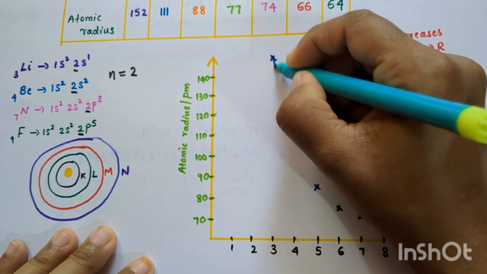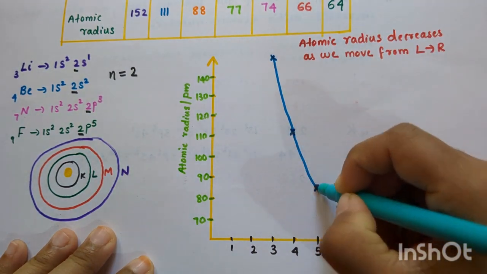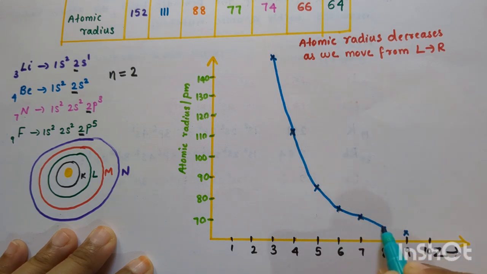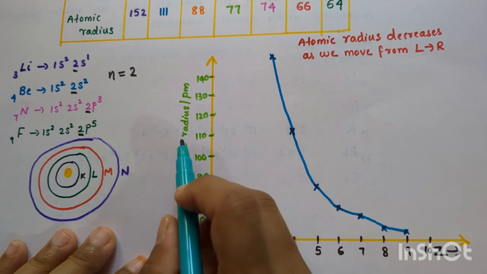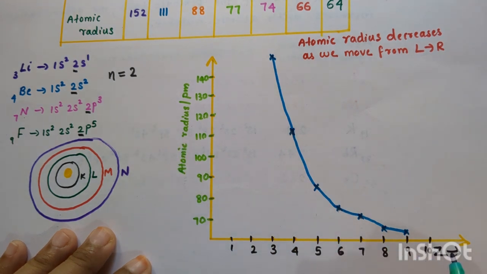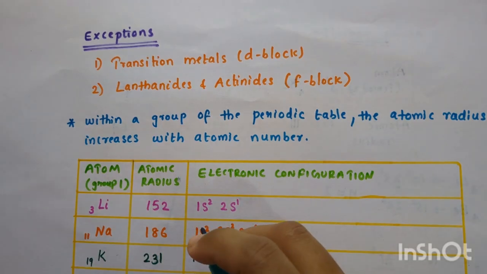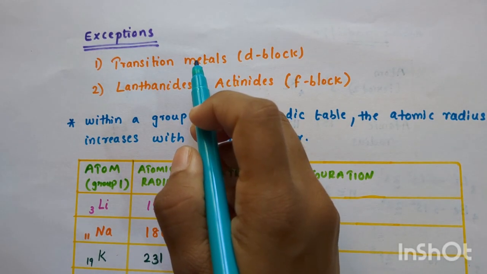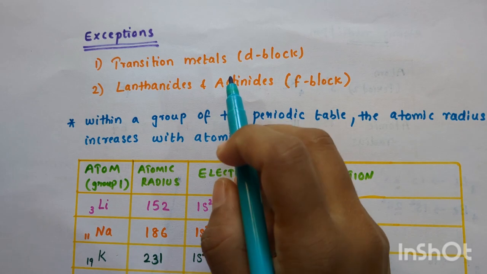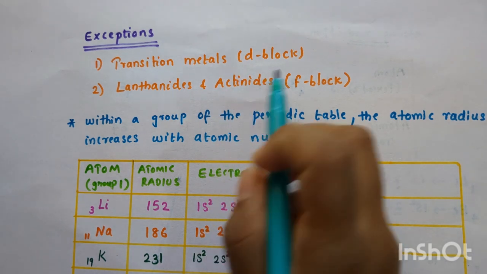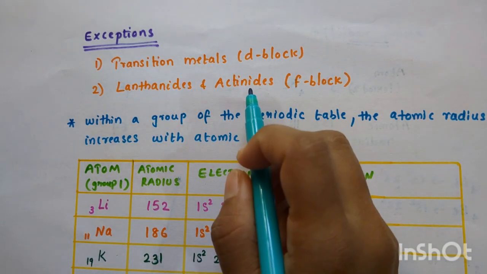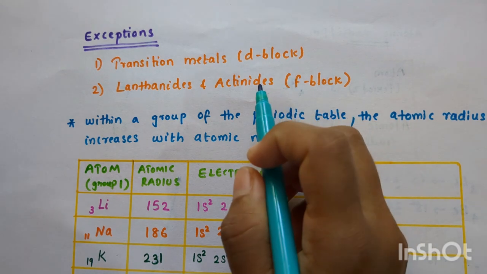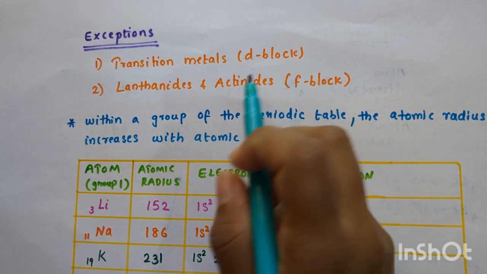So when you join all these, you will get a graph like this. So this graph actually shows the atomic radius in picometer versus the atomic number of elements. This is actually for the second period elements. You see, there are some exceptions in this case. That is, for transition metals, that is D block metals, atomic radius remains relatively constant or increases slightly. And for lanthanides and actinides, that is F block elements, atomic radius decreases with irregularity. So some exceptions are also there.